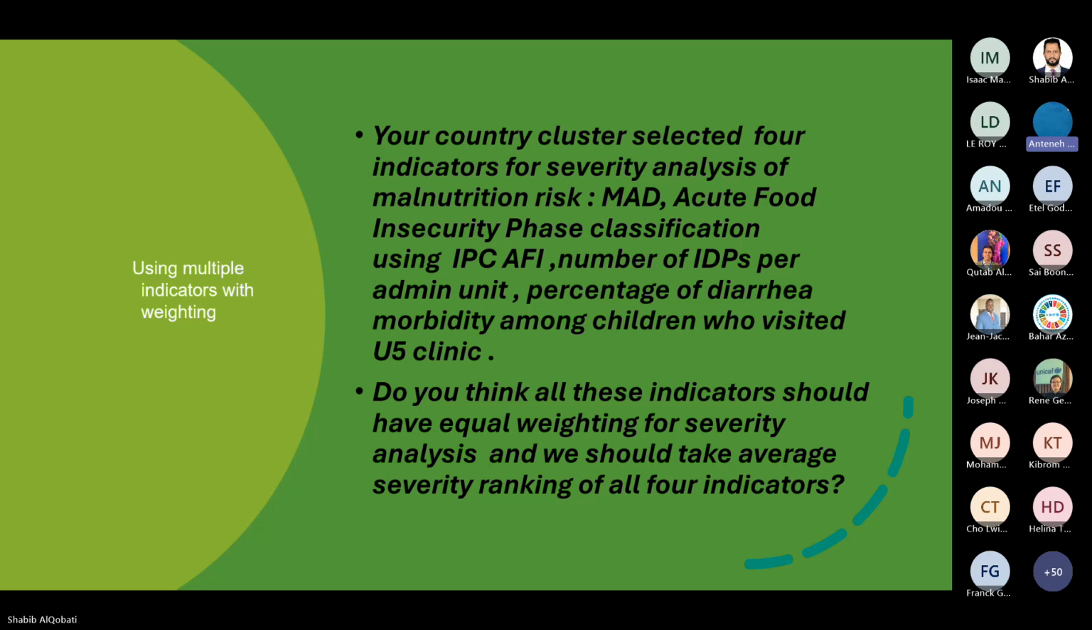So again, I would like to raise this question before I move to the next slide. Let's say in your country, the cluster selected, by the cluster I mean here your analysis group, minimum acceptable diet, acute food insecurity phase classification using IPC, the number of IDPs per admin unit, and percentage of diarrheal morbidity among children under 5 who visited clinics. So you selected these indicators as your indicators for severity.